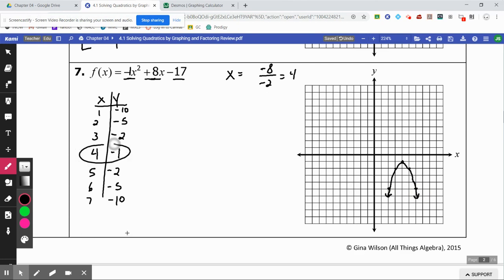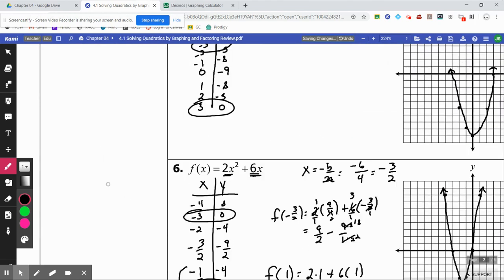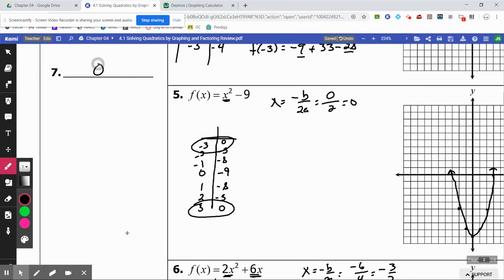Your vertex was below the x-axis, and your parabola cups downward. So where is this going to cross the x-axis? It will not cross it anywhere. So this parabola will have no solutions. There are no intersection points for this parabola and the x-axis.